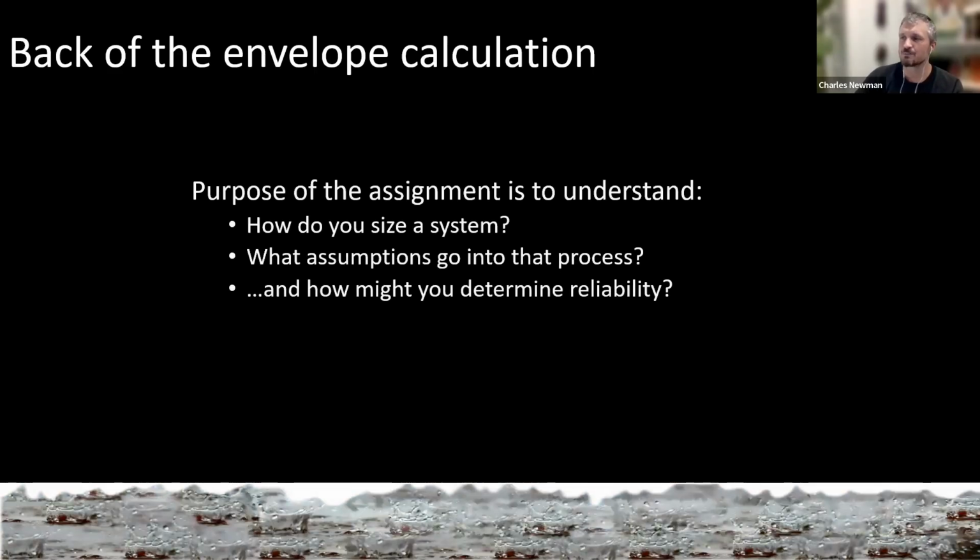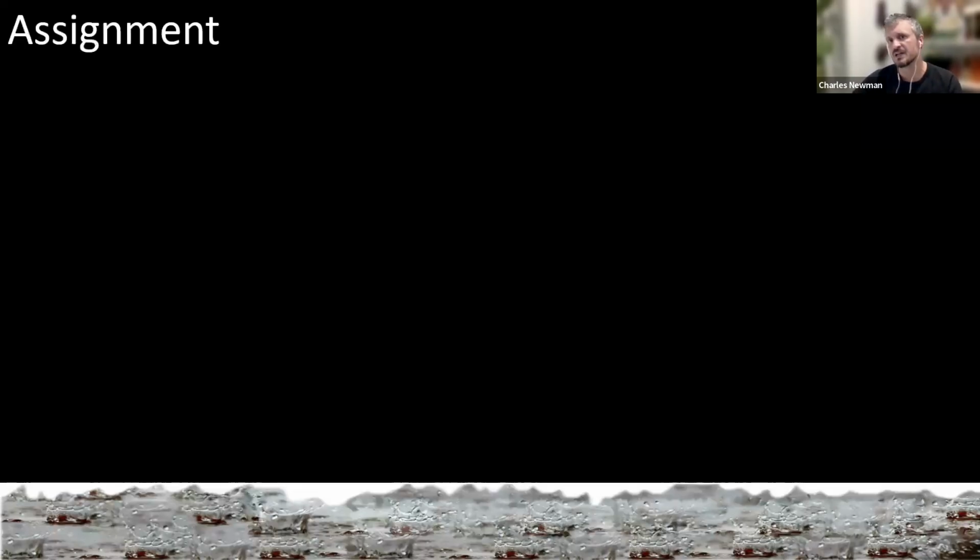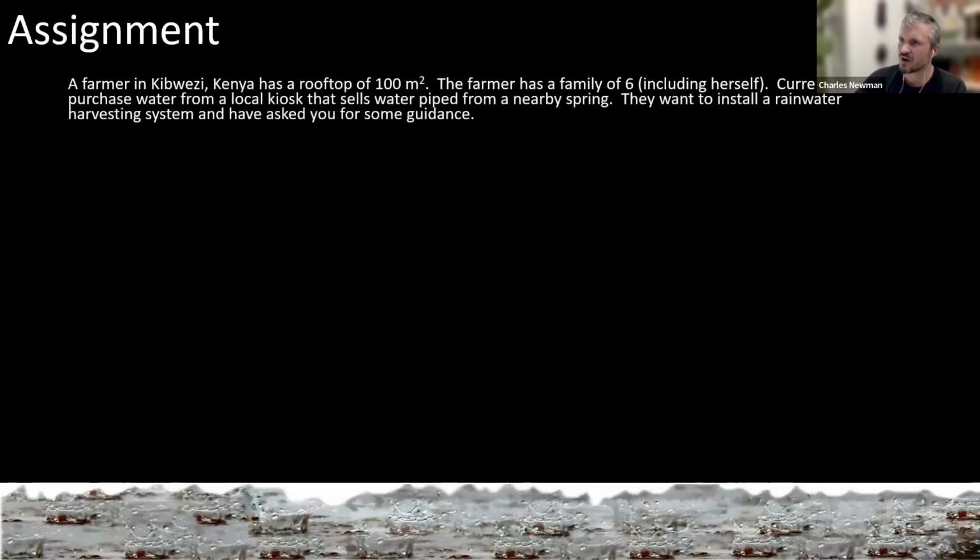But what are we trying to achieve with this assignment? I'm hoping for you to understand how to size a water catchment system first and foremost. But then, what assumptions went into that process, and how did you come to your conclusion? We're going to be talking a lot about assumptions this semester. And then finally, how might you determine the reliability of your system? So let's jump into the assignment and the prompt.